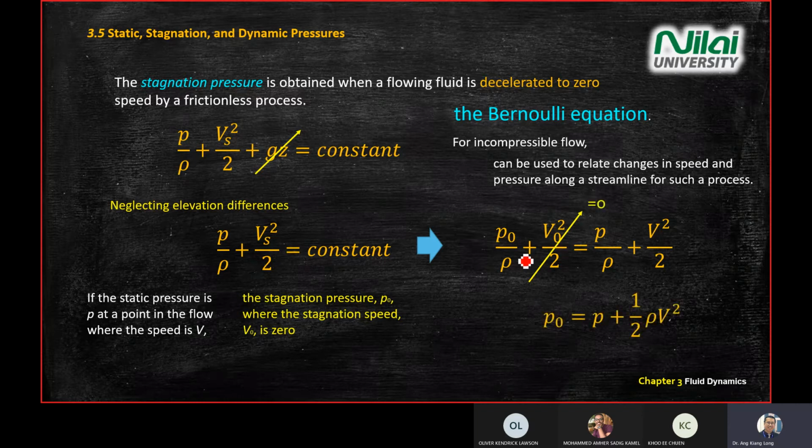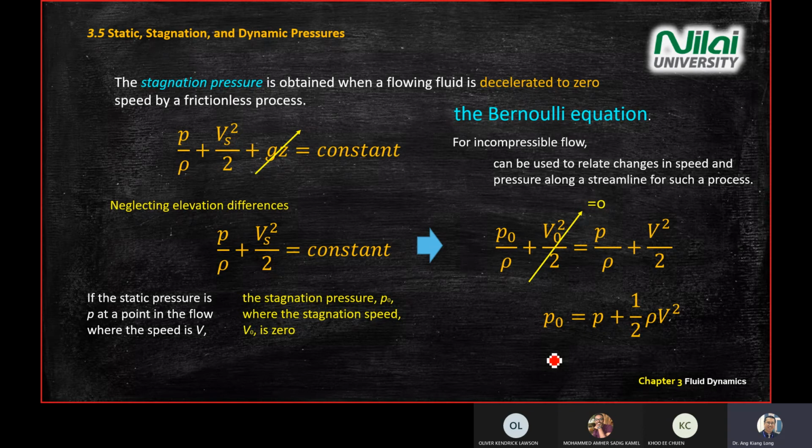Then you can rewrite the equation. You move the rho from the left hand side to the right hand side. You cancel this rho when you move it to the left hand side, and then you add one rho here. So what you get is P0, or your stagnation pressure, equals P plus 1 divided by 2 rho V squared. So this is the mathematical model for stagnation pressure.